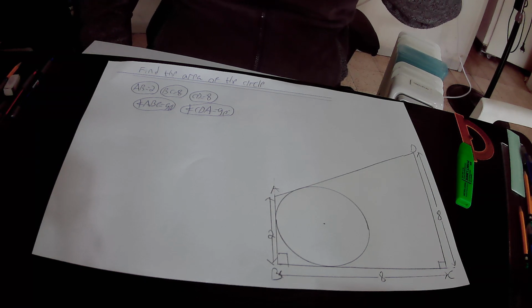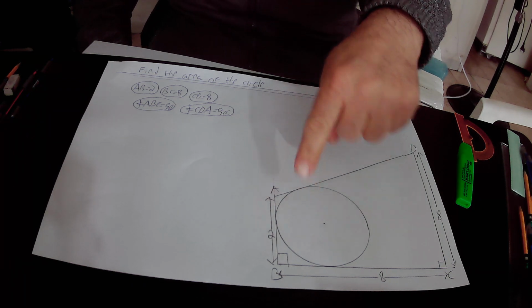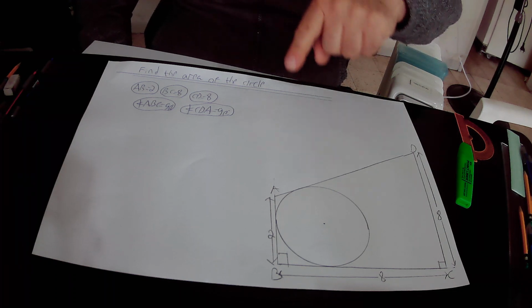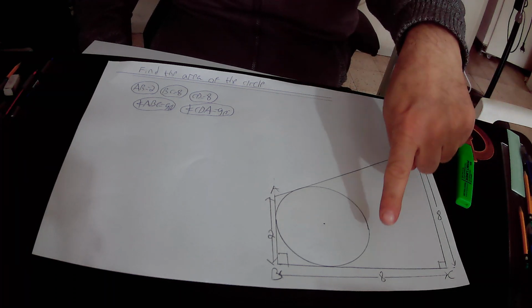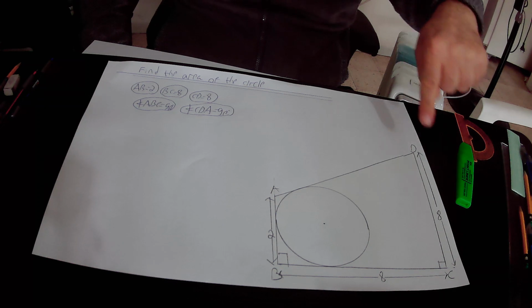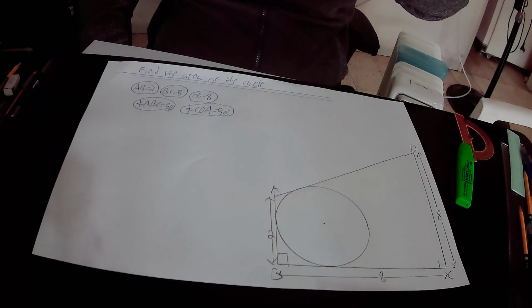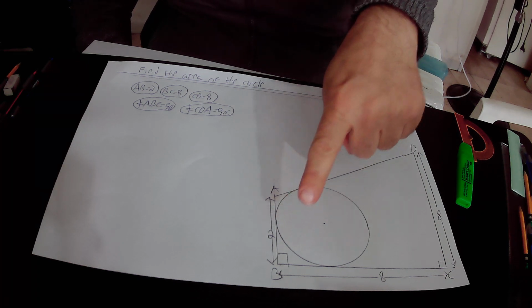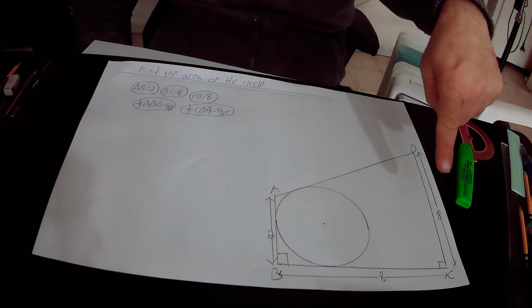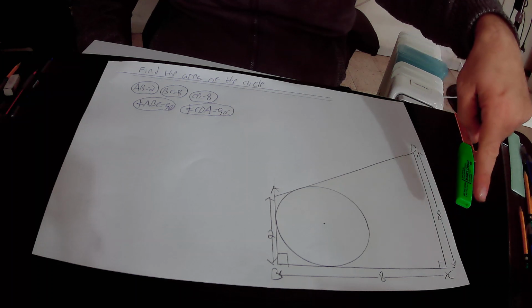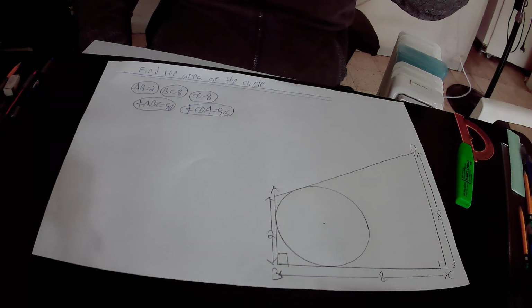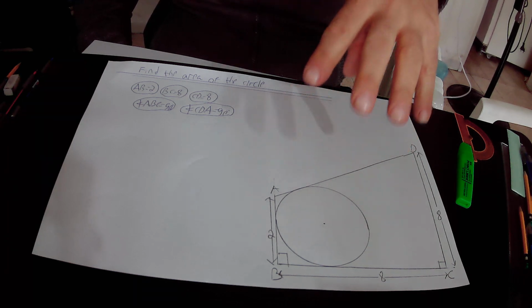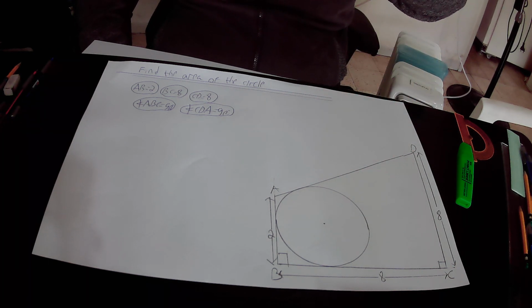In addition, we know that side AB of this quadrilateral equals 2 units, side BC equals 8 units, and side DC also equals 8 units. This is angle ABC that equals 90 degrees, and this angle DCB also equals 90 degrees. Again, our mission is to find the area of this circle.